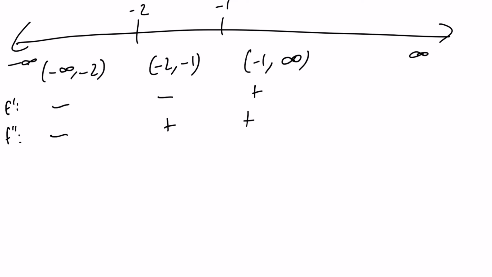What do these general shapes look like? Minus minus means we are decreasing concave down. So we're a little something like this. Minus plus means we're decreasing concave up. So we're a little something like this. And then plus plus means we are increasing concave up, a little something like this.